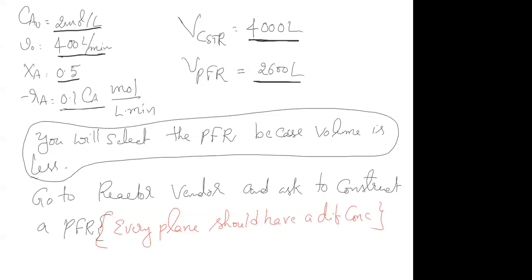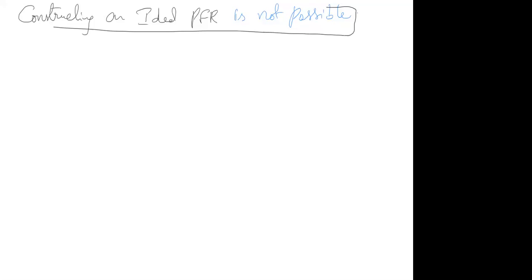So basically in reality, you do not have a CSTR, you do not have a PFR. You don't have a real, or let's say ideal, CSTR, you don't have an ideal PFR. So basically, constructing an ideal PFR is not possible. So what do you do now?